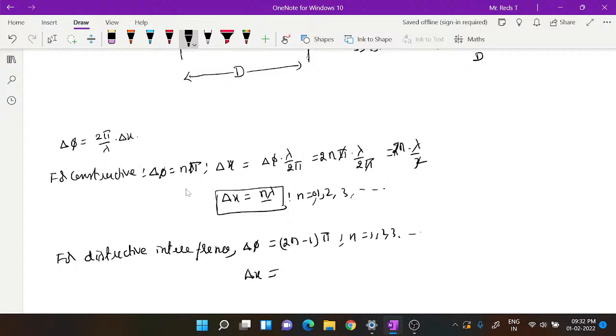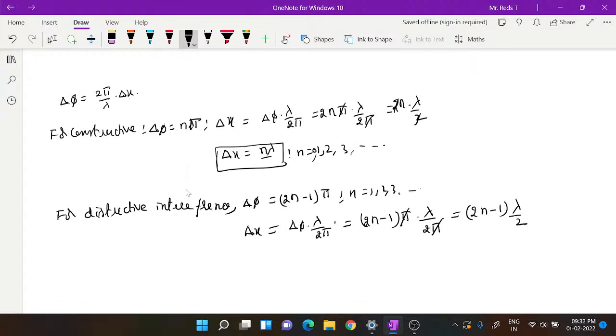From this, delta x is equal to delta phi into lambda by 2 pi. Delta phi is 2n minus 1 into pi, so delta x is 2n minus 1 into pi into lambda by 2 pi. The pi gets cancelled, and you will get 2n minus 1 into lambda by 2, where n takes 1, 2, 3 and so on. So if it is 1, you get lambda by 2, then 3 lambda by 2, 5 lambda by 2, like this.